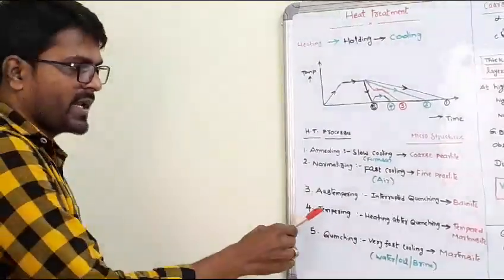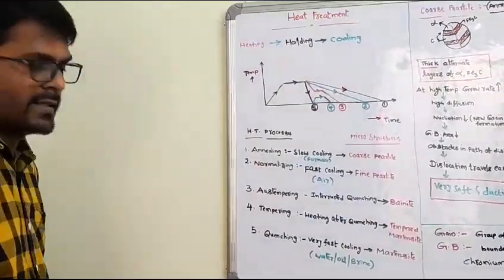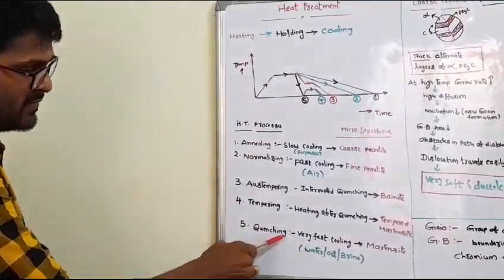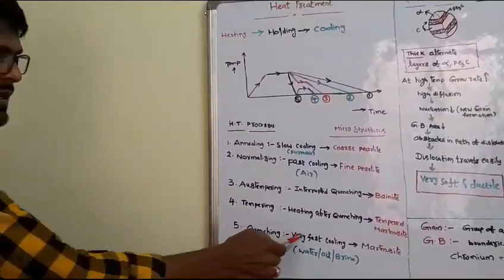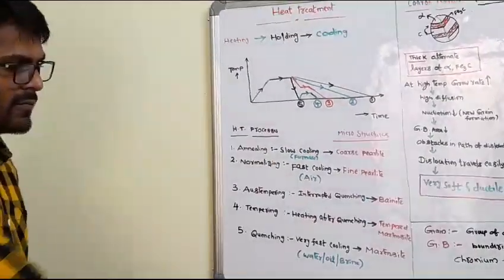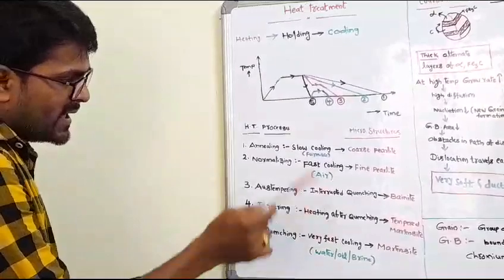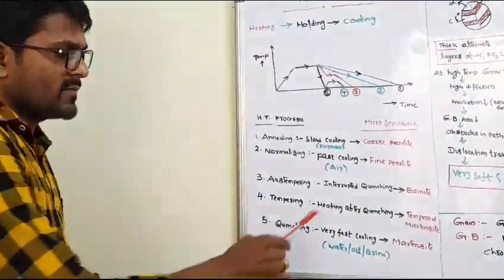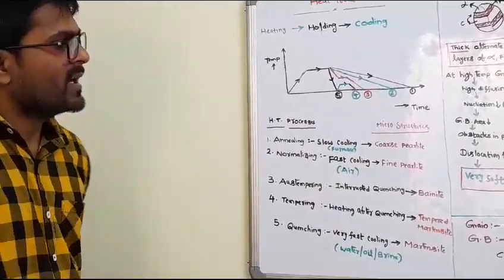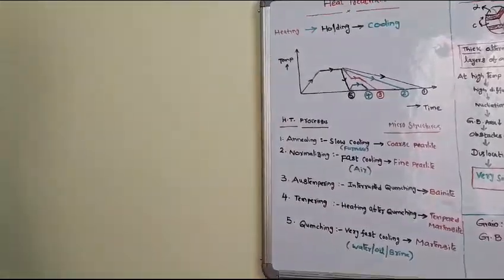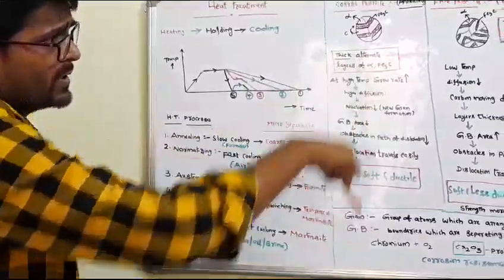The next process is austempering, interrupted quenching, and we will get a microstructure called bainite. Next is quenching and tempering. In the quenching process we can use water, oil, or brine, and we get very fast cooling. The microstructure formed is martensite, and this martensite is very hard. So what we have to do is heat it again after quenching, and then we will get tempered martensite. With these heat treatment processes we got some microstructures, and we are going to see the microstructures also.